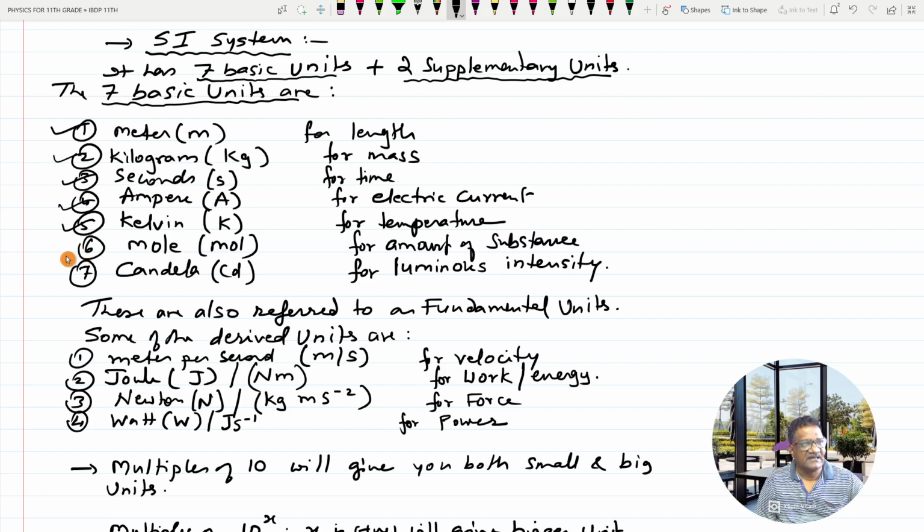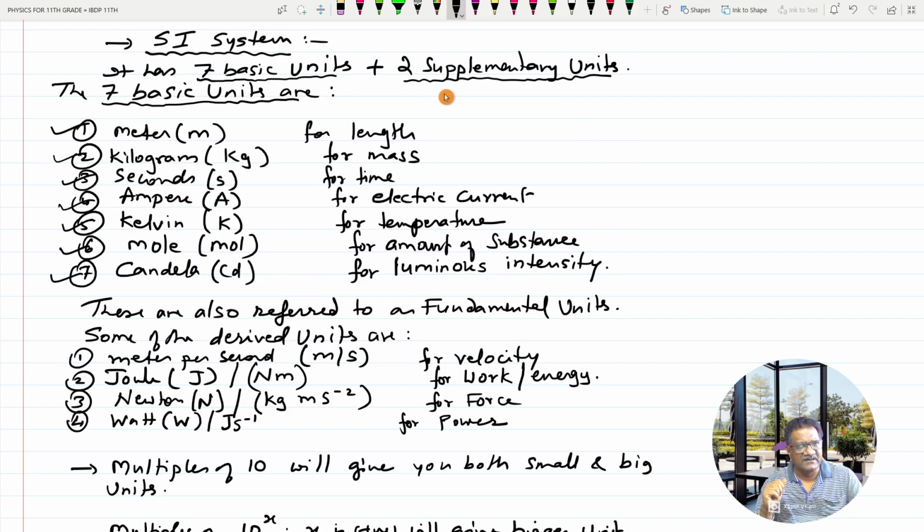The sixth one is mole, M-O-L-E. Its symbol is mol. And this is the unit for the amount of substance. Then the last one, the seventh one, is candela. Its symbol is cd, and this is the unit for luminous intensity. So these are the 7 basic units in the SI system.